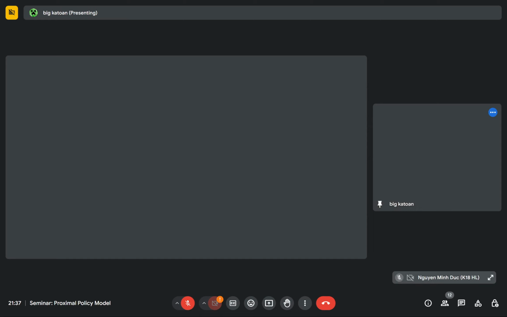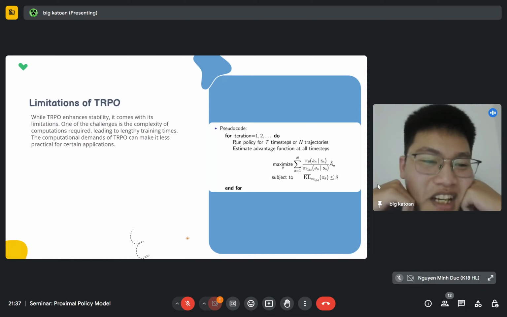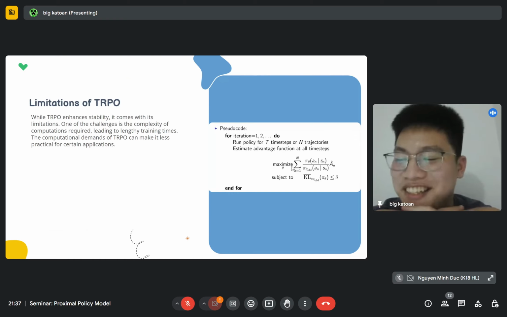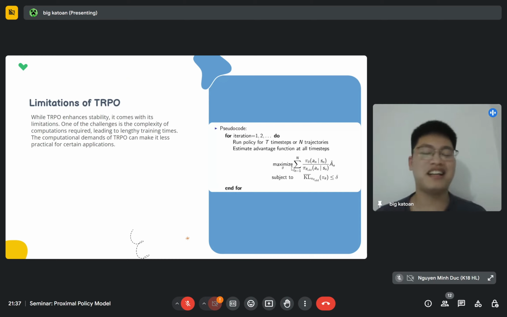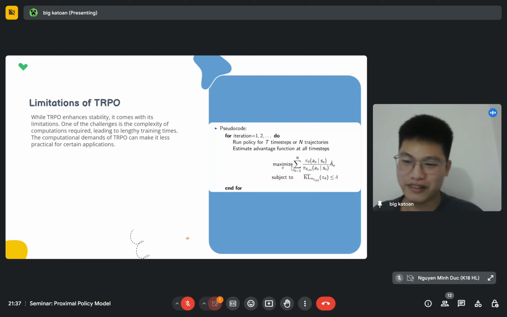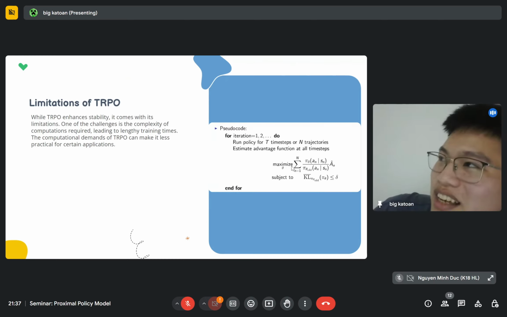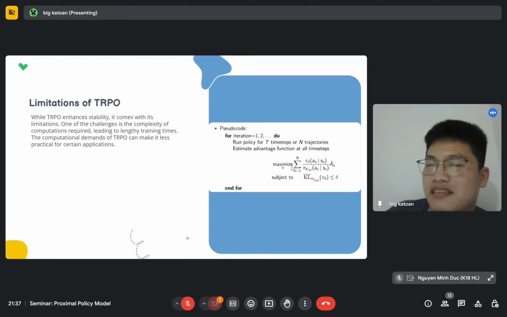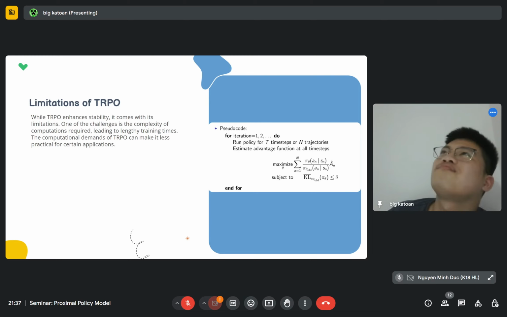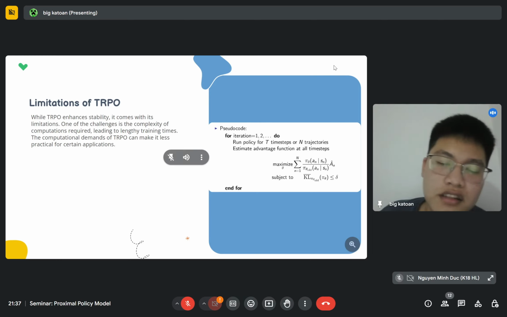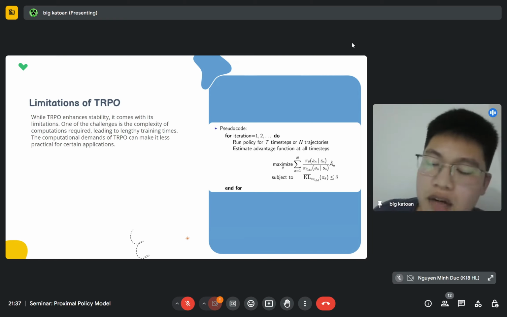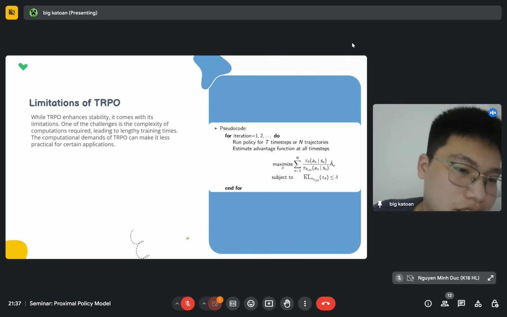So we go into the limitation of TRPO. Actually, TRPO enhances the stability, but it comes with the complexity of computation required. It's the main reason why they don't use TRPO in real life, because currently reinforcement learning tries to learn in real time, but TRPO is just too complex to learn.